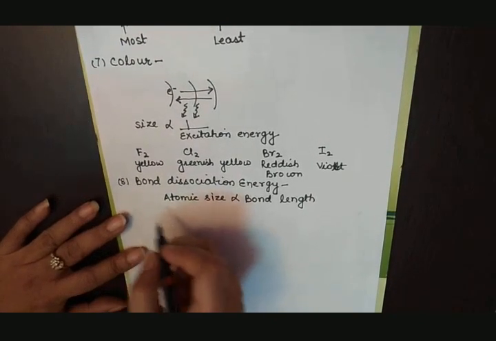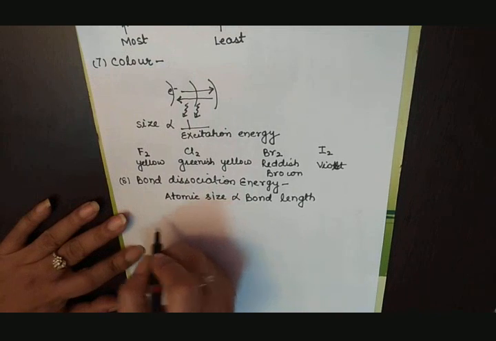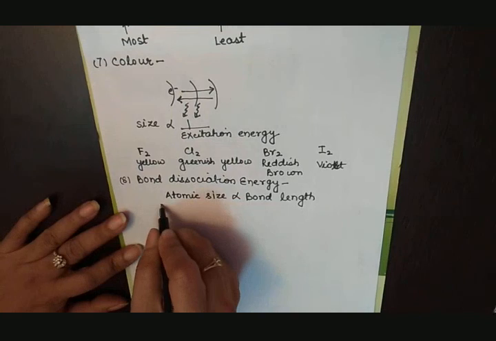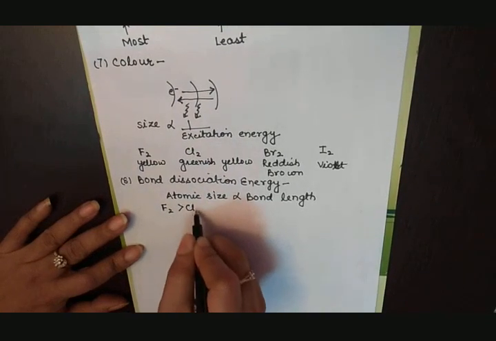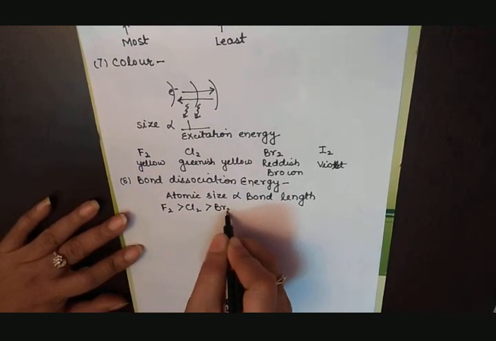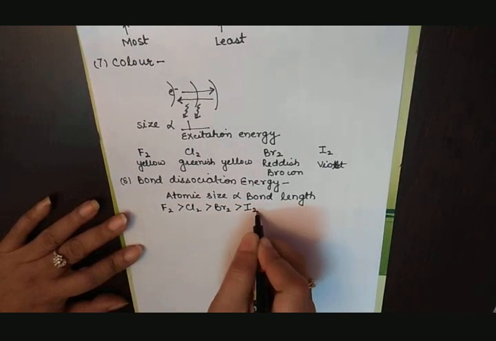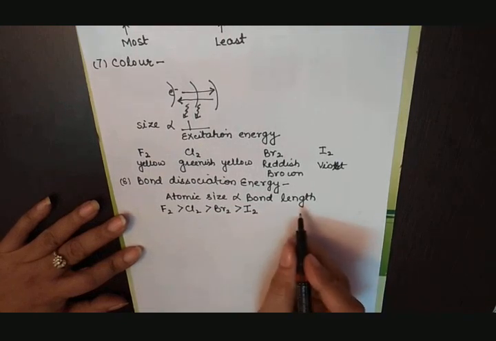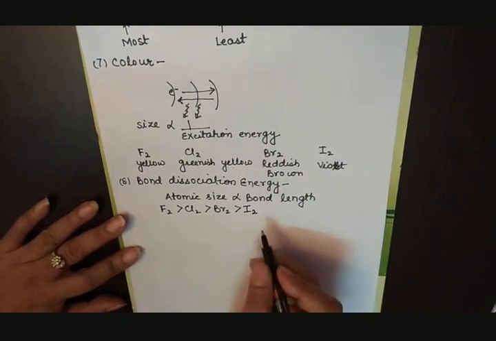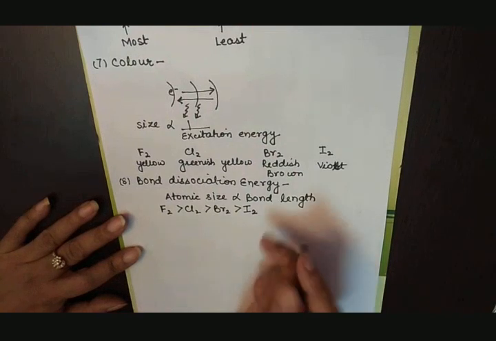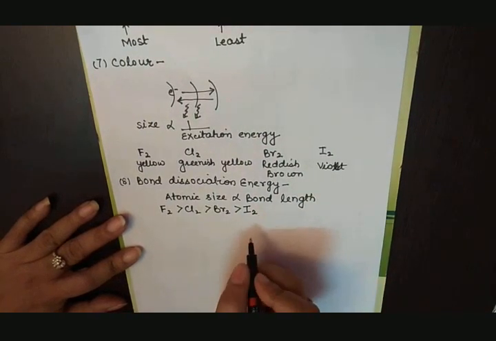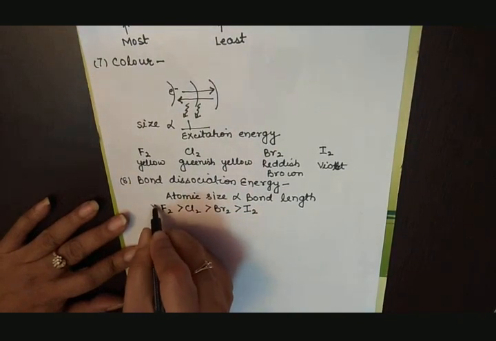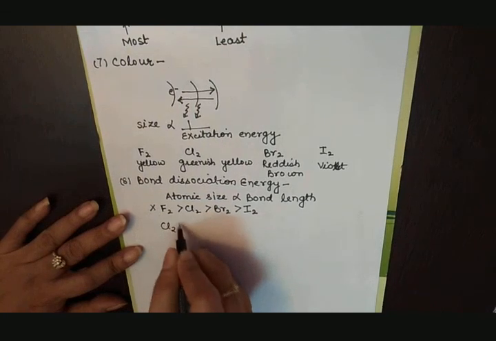So when the bond length of fluorine is minimum, and small bonds generally have high bond dissociation energy, the order should be this. As we move down the group, the size increases, so the bond length also increases, and when bond length increases, it can be easily broken or easily dissociated. But the actual order is not this. The actual order is this.